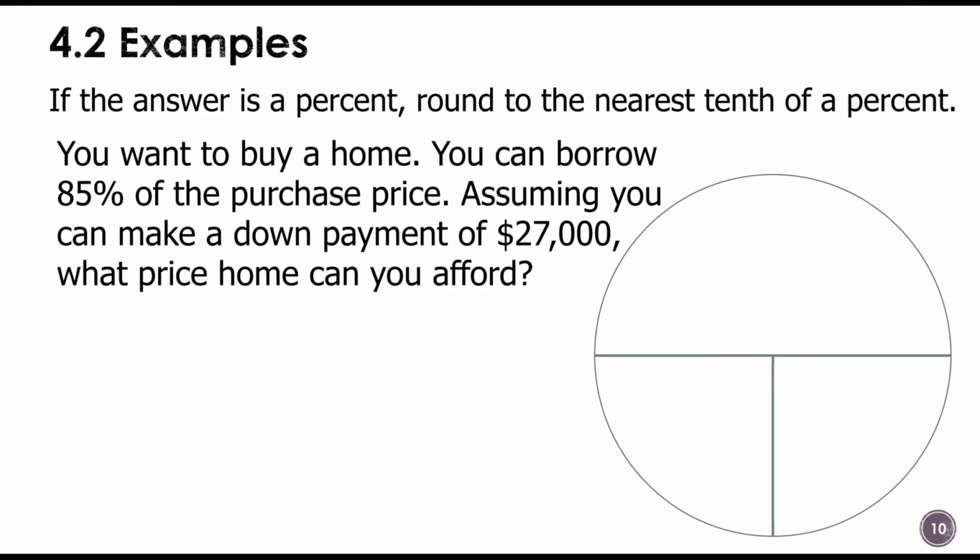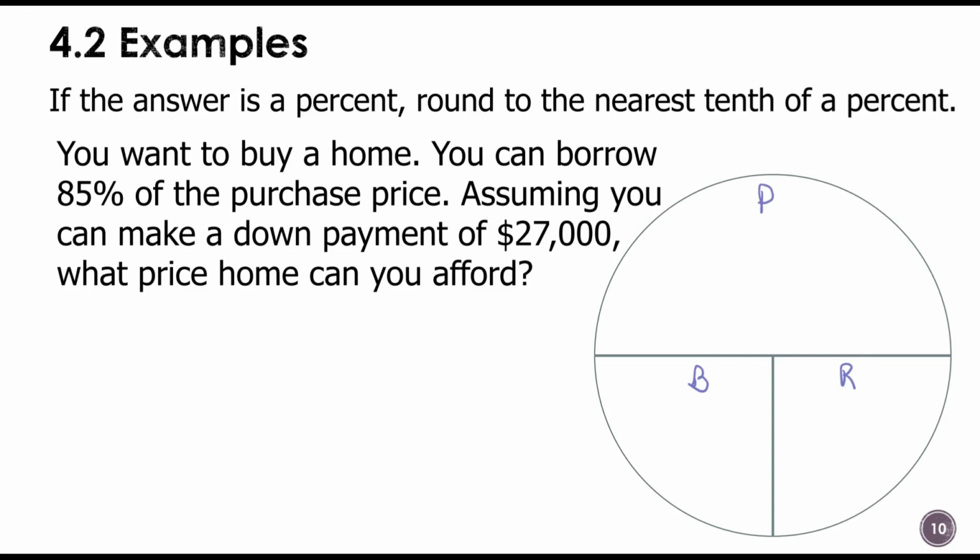Okay, so next. Some of these get really tricky, and so you guys are going to have to be sure and practice a lot. You want to buy a home. You can borrow 85% of the purchase price. Assuming you can make a down payment of $27,000, what price home can you afford? Okay, so let me label the circle, right? Portion, base, and rate. Let me write that again and make it look more like a P.